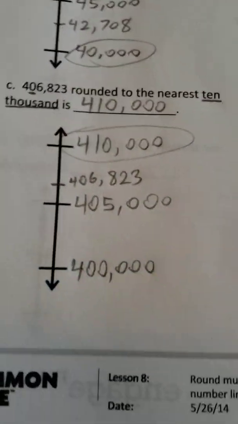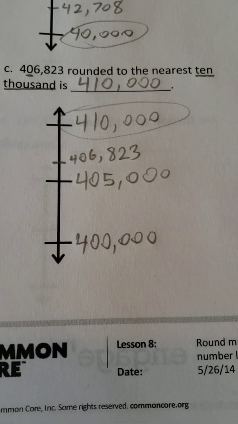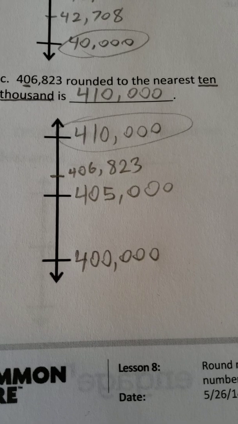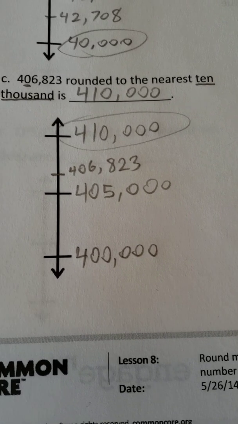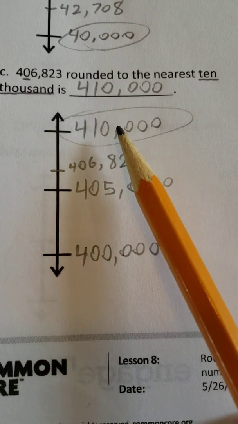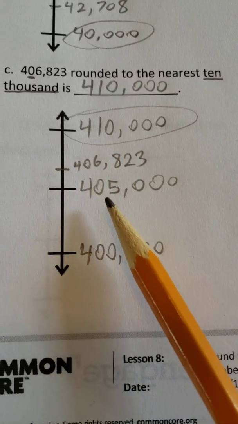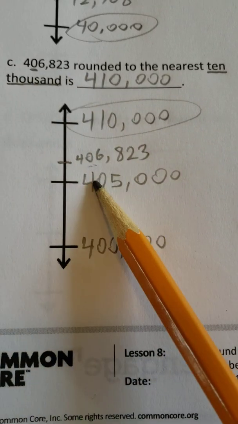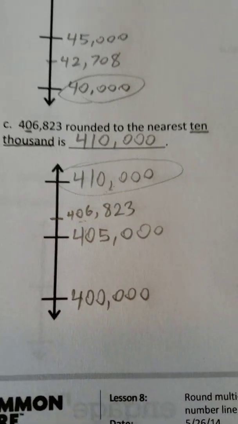And I'll just go show you this one now. 406,823 rounded to the nearest 10,000. So the 0 is in the 10,000 spot. So down here we have 400,000, and then 10,000 more is 410,000. Halfway is 405,000. Put our number here. It's closer to 410,000.